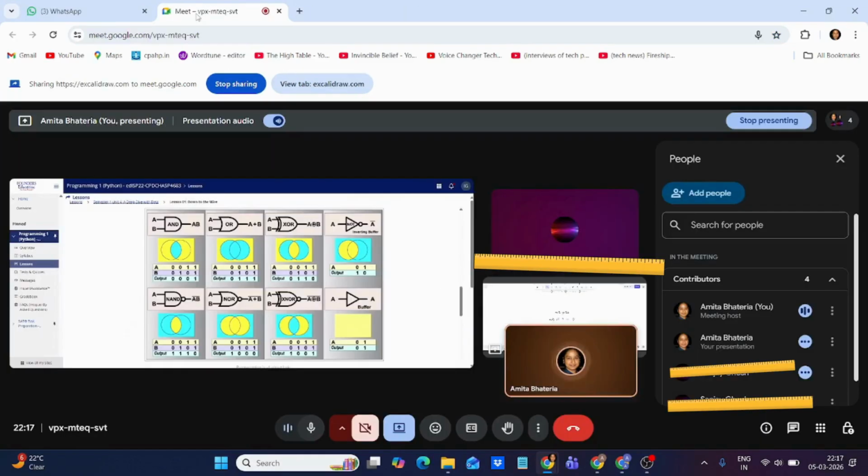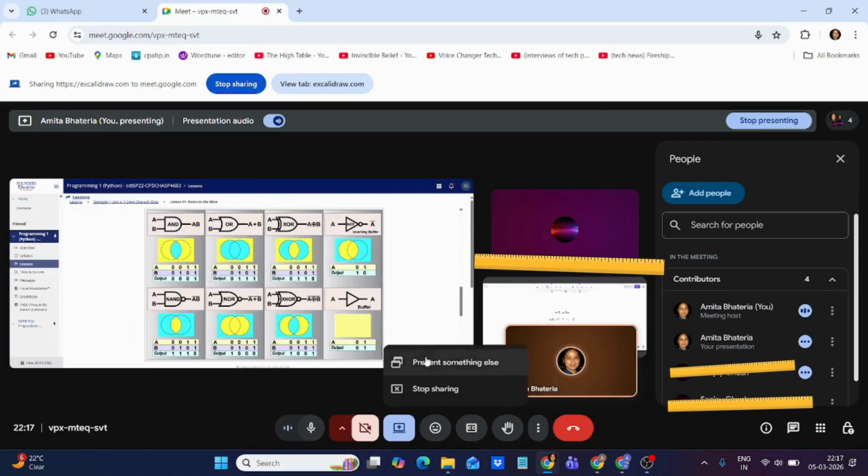Just read the table for the AND gate and tell me what it is for the AND gate only. A is zero and B is one, so the output will be zero. Right, next one. A is one, B is zero. The output will be zero. A is one, B is one. Output one. Right, so we did this. Can you see the whiteboard?